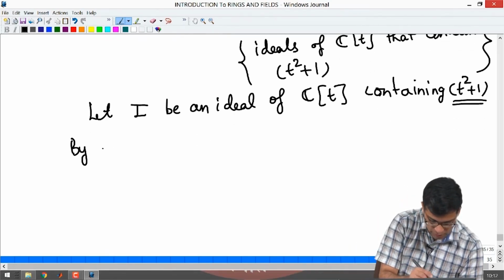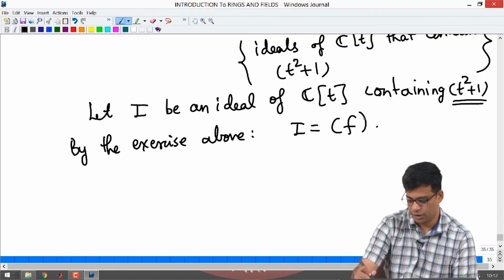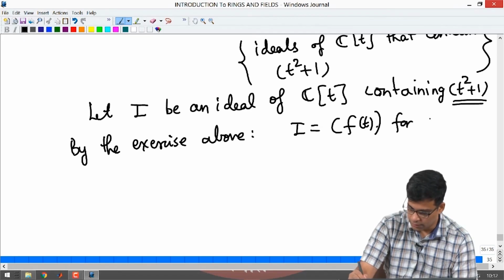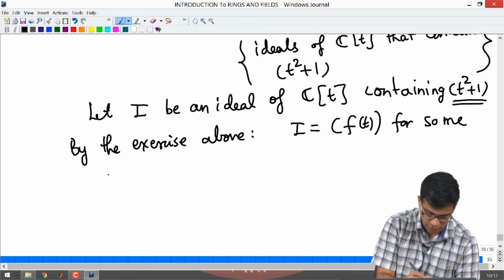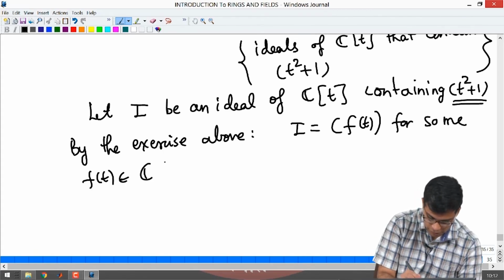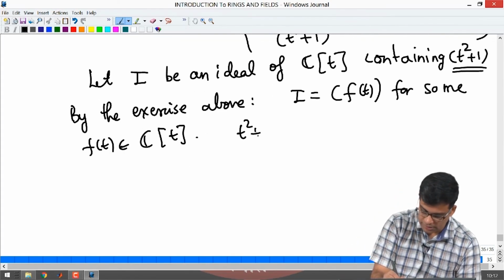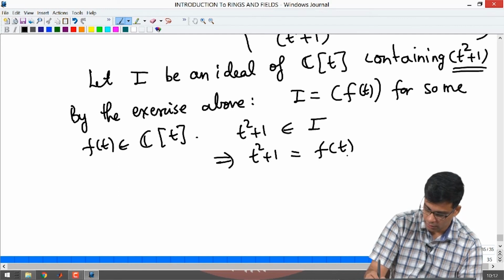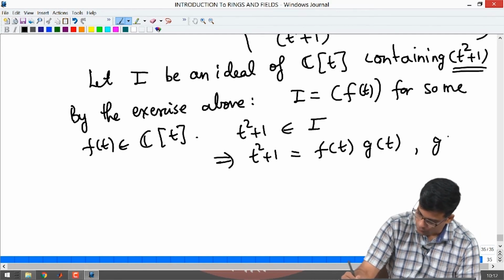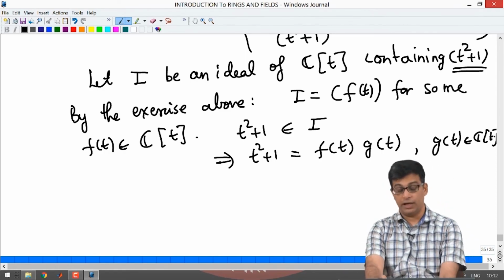By the exercise above, because C is a field, I is actually the ideal generated by some f(t) in C[t]. But t squared plus 1 is contained in I. This means t squared plus 1 can be written as f(t) times g(t) for some g(t) in C[t]. Okay. Now, f(t) divides t squared plus 1.